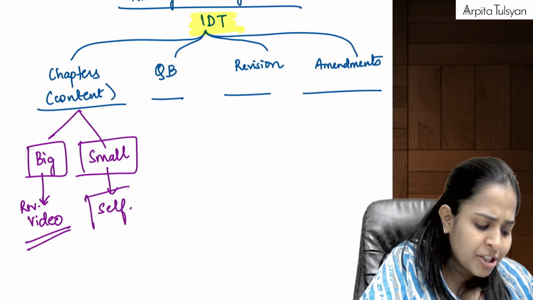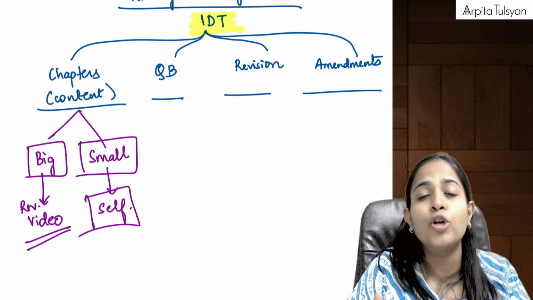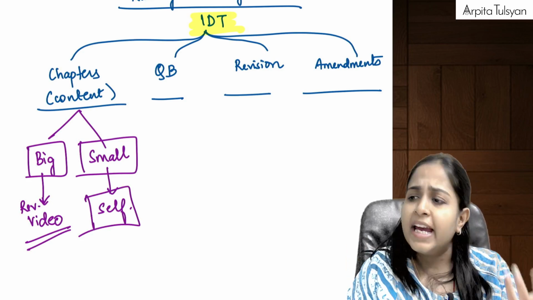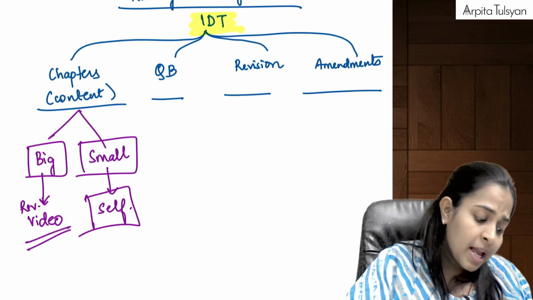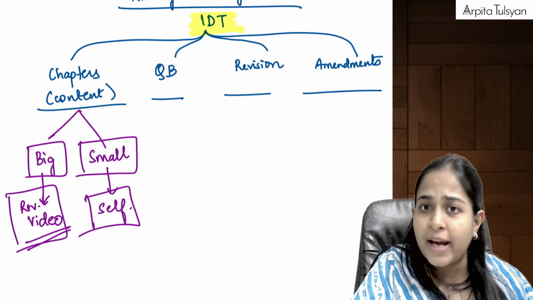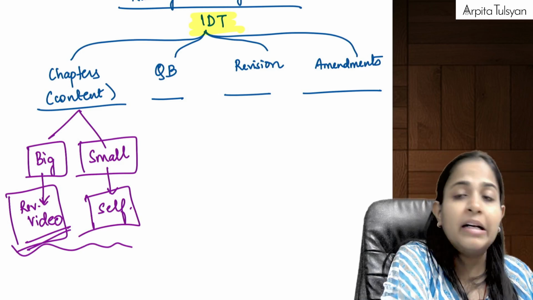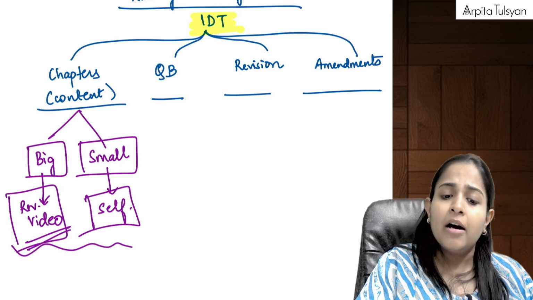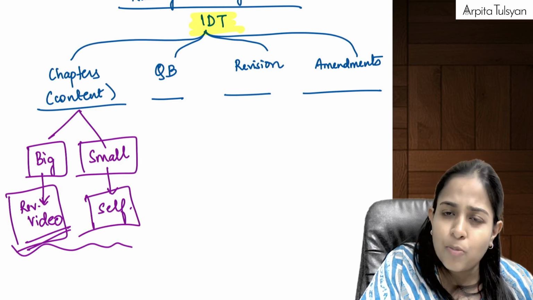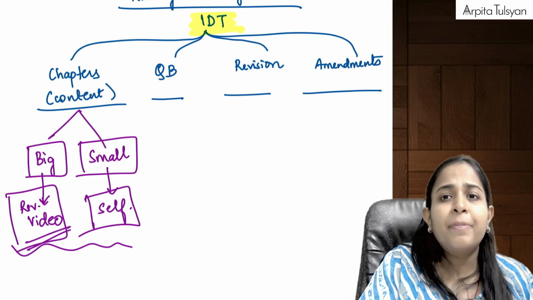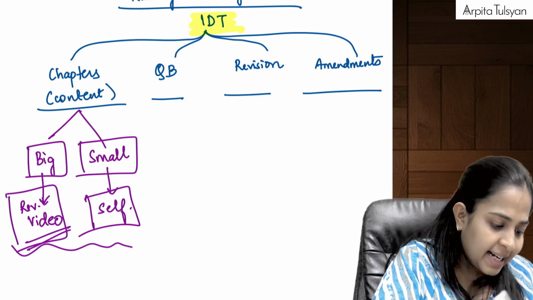For small chapters, if you feel that you can complete the chapter on your own very quickly, well and good. If not, you already have the revision video for each and every chapter available on YouTube. So this is how you can manage the content. In a day, depending on whatever number of days you have planned, you can take up one big chapter and one small chapter, or maybe one big chapter and two small chapters, whatever fits your number of days.